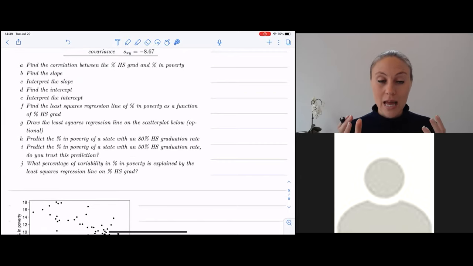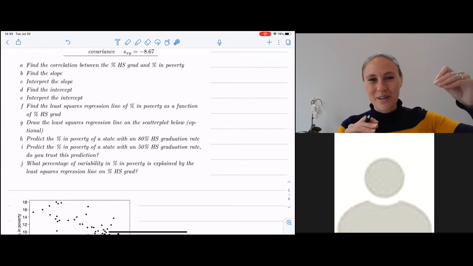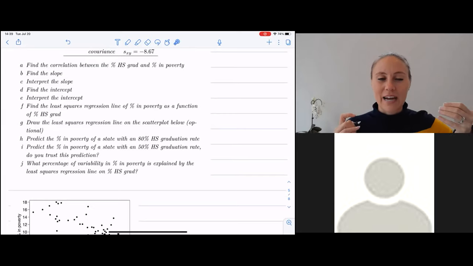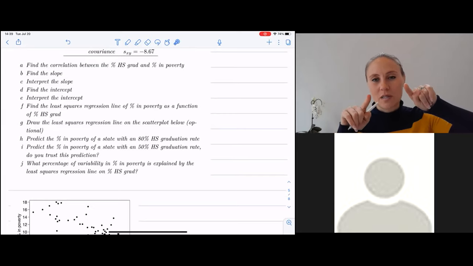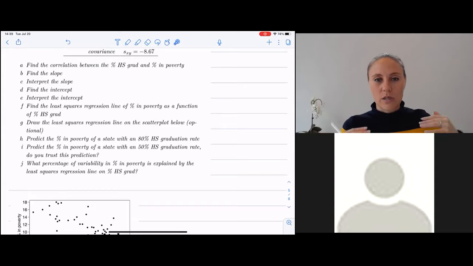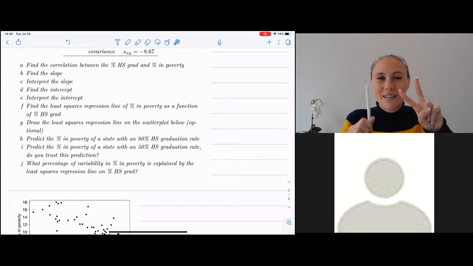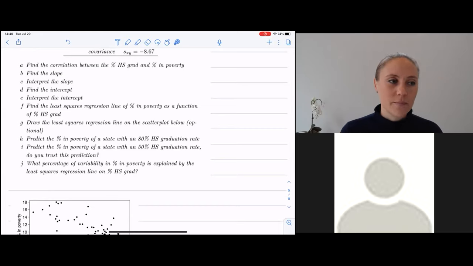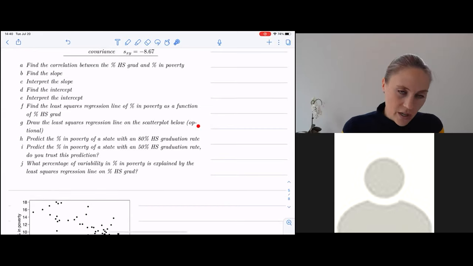Remember, to draw any straight line, and I use this all the time in real life, I like to do woodworking. When you're cutting wood, you need to have straight lines. And how do you do that? Well, you really only need 2 points. If you connect them with a straight edge, then you can extend the line and you have a straight line. So how do you draw a straight line? You need 2 points that are on the line, connect them, and then you're done. That's what you're going to use for part G when you draw the regression line.